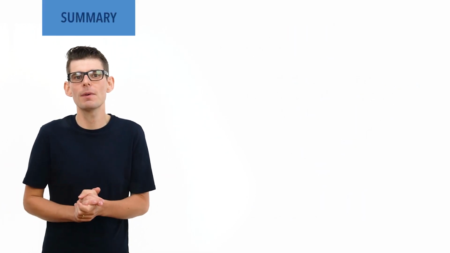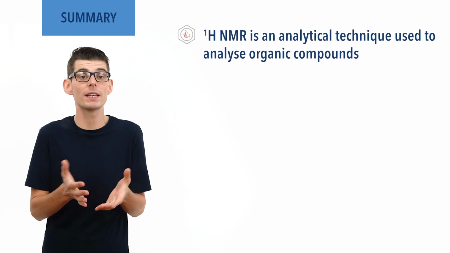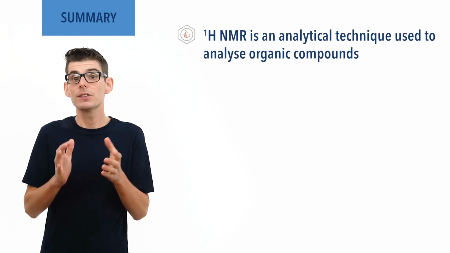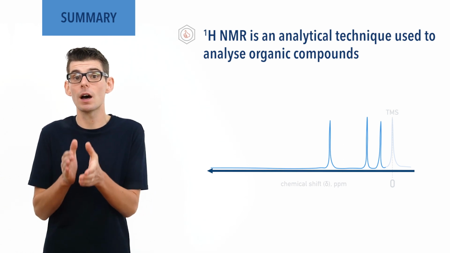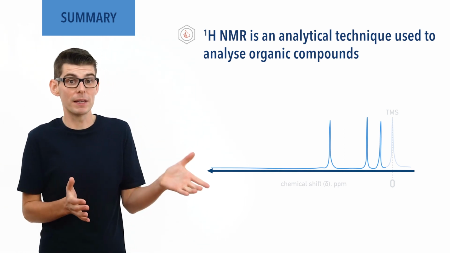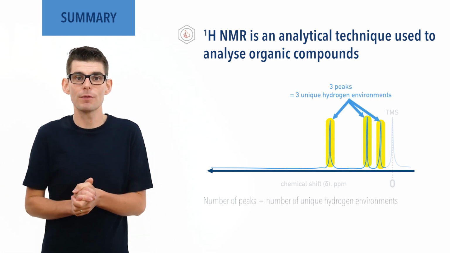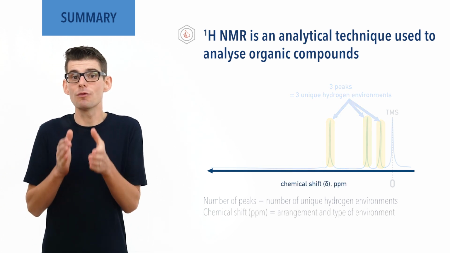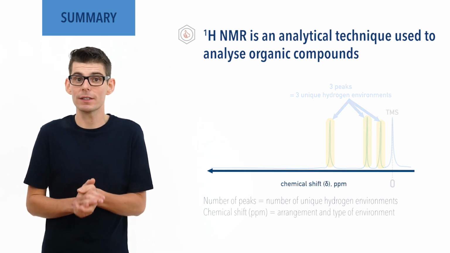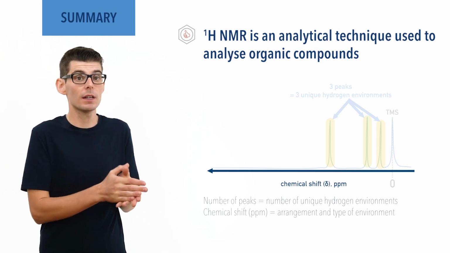So, to summarize, Proton NMR spectroscopy is a technique used to analyze compounds in organic chemistry. Spectra are produced that give information about the number of unique hydrogen environments in a molecule, based on the number of peaks in the spectra, how these environments may be arranged, based on the chemical shifts of these peaks, and the ratio of the number of hydrogen atoms in each environment, based on the ratio of areas under each peak in a spectra.